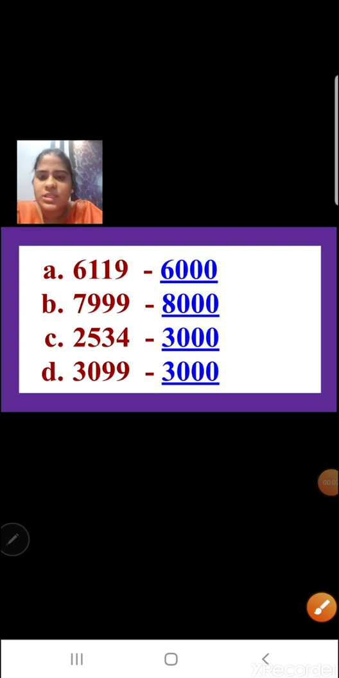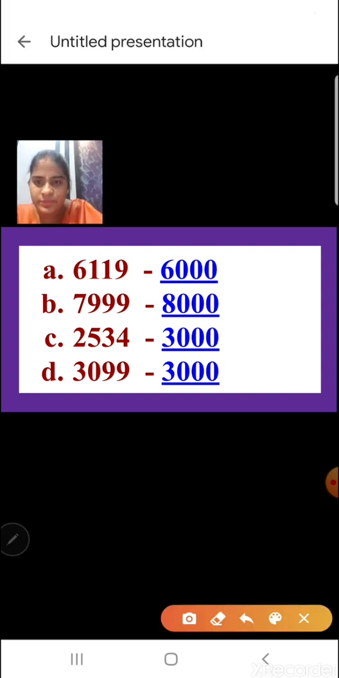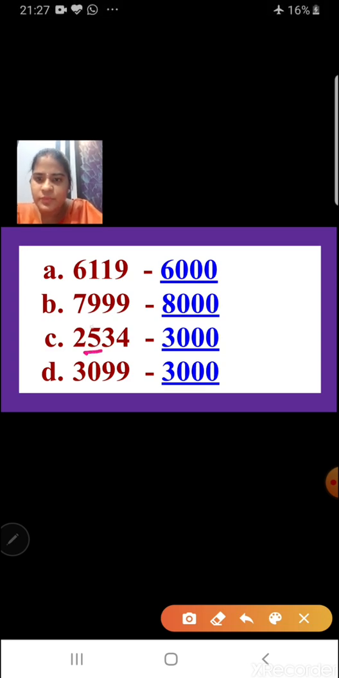Children, see, one question is 2,534. If you round off to the nearest 1,000, the number in the thousands place is going to change because we have number 5 in hundreds place. So number 2 will change. We have to add 1 to the thousands place. 2 plus 1 is 3 and your answer will be 3,000. If you got it correct, just put a tick mark there.